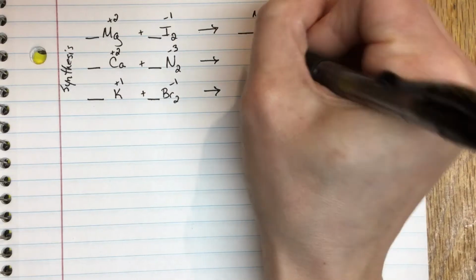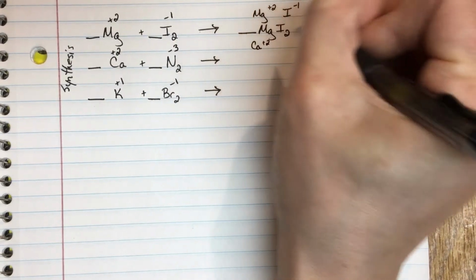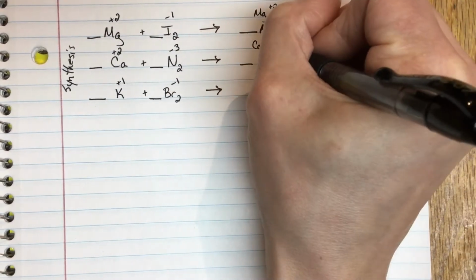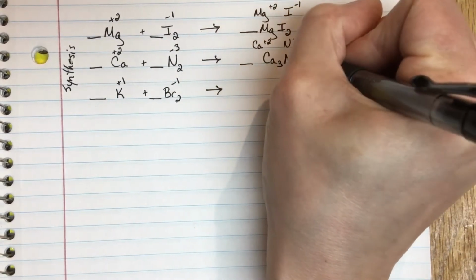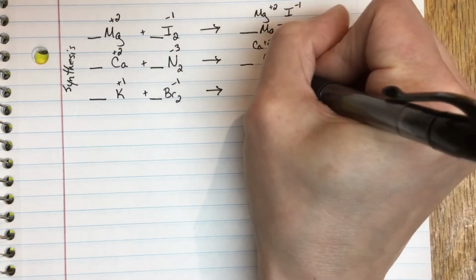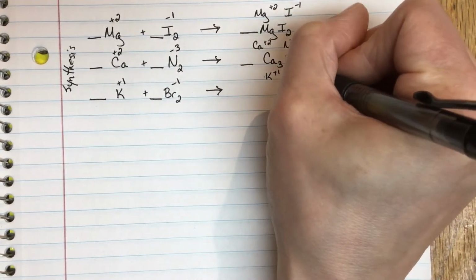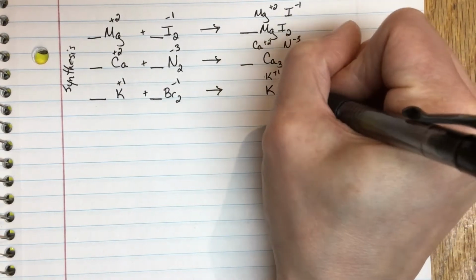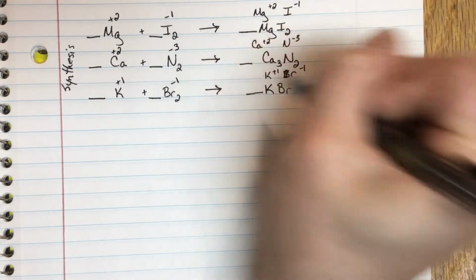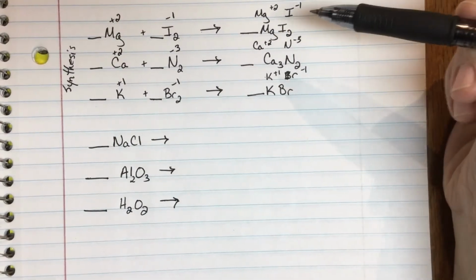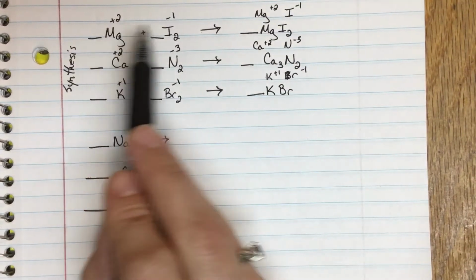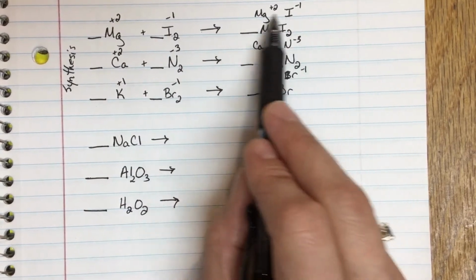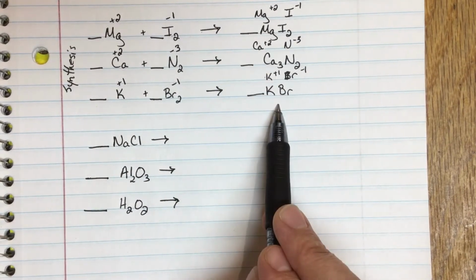For this next one, we have calcium, which is +2, nitrogen, which is -3. You crisscross those, you end up getting Ca3N2. For this one, potassium's a +1, bromine is a -1, crisscross those, you don't write ones, and you end up with KBr. Now notice for our synthesis reactions, we have our 2 elements as our reactants, and then we yield 1 product, and that 1 product is a compound for every single one of these.